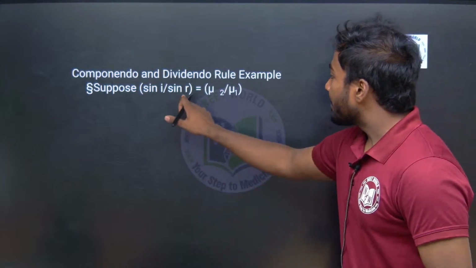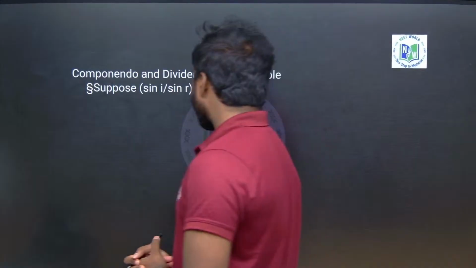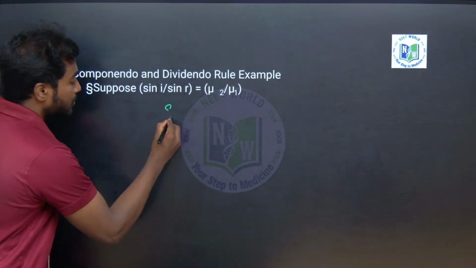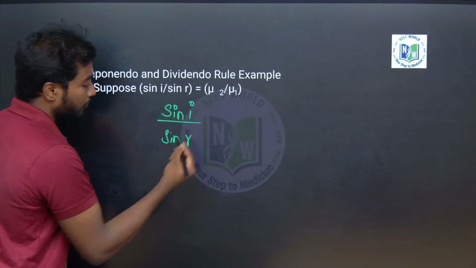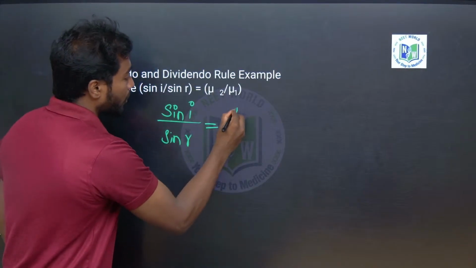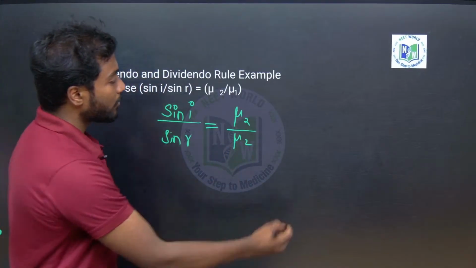Sin i by sin r is equal to mu 2 by mu 1. How to write this one? Sin i by sin r is equal to mu 2 by mu 1. We have seen the condition, no? What is?